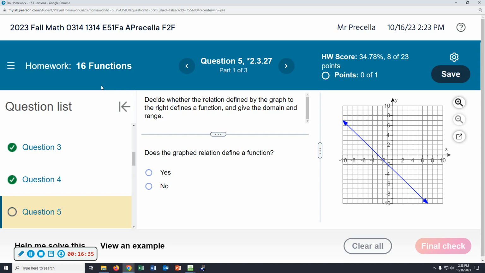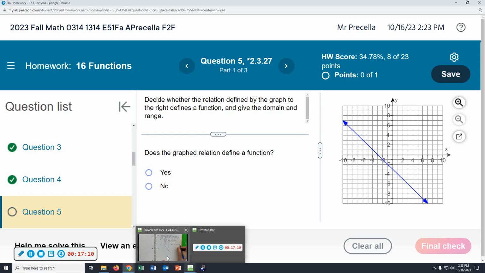You know what? Why don't we just do this? Decide whether the relation defined by the graph to the right defines a function and give the domain and range. Notice you have a slanted line. This is important because we're going to be able to come up with a generalization regarding slanted lines. All slanted lines would have the same answer to this question. So are slanted lines functions?